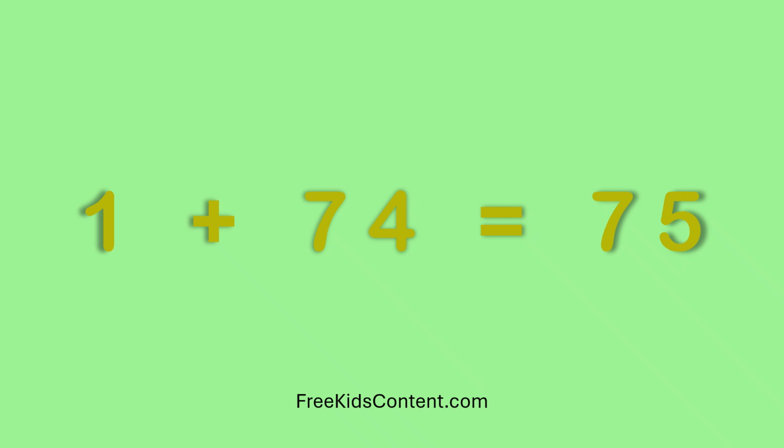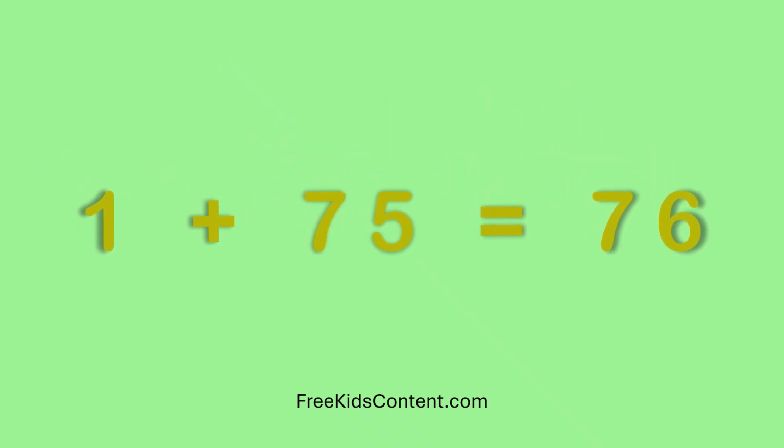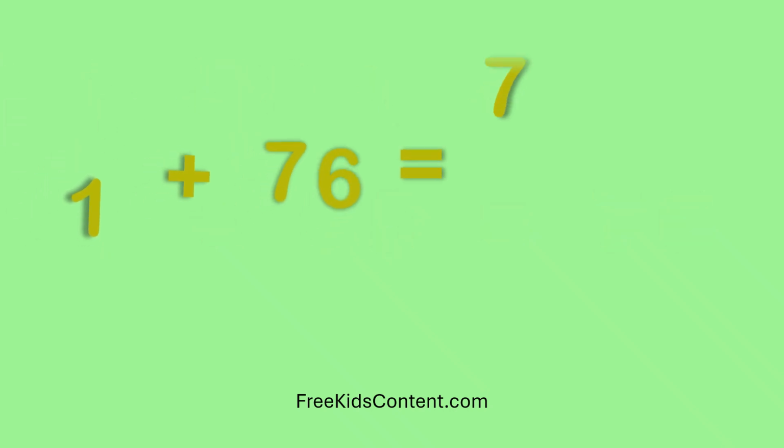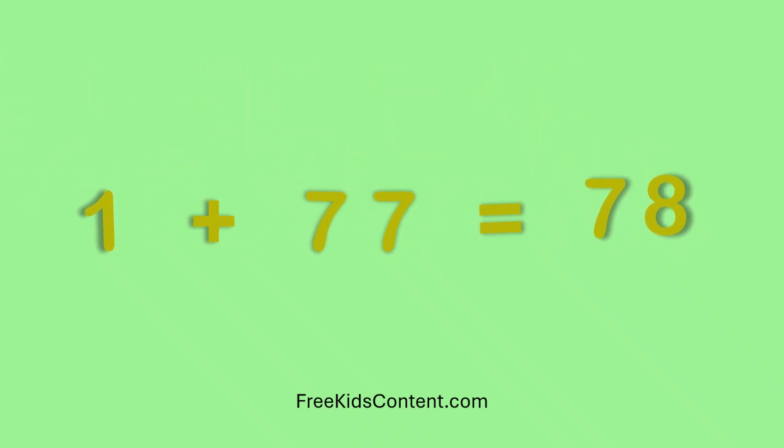1 plus 74 is equal to 75. 1 plus 75 is equal to 76. 1 plus 76 is equal to 77. 1 plus 77 is equal to 78.